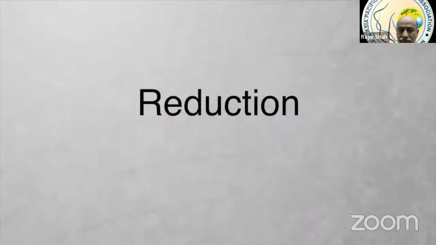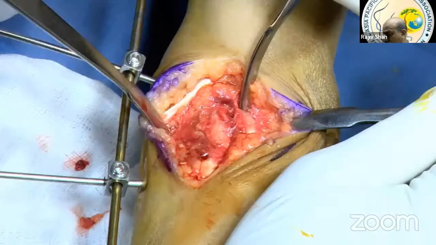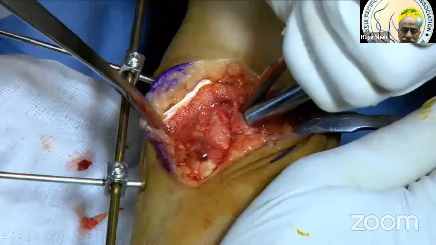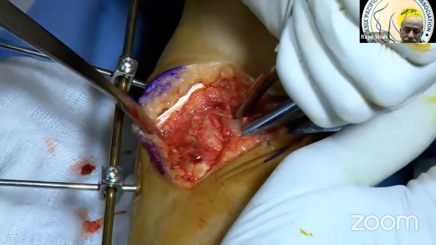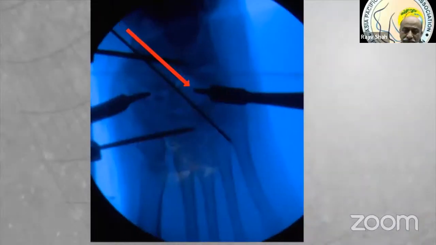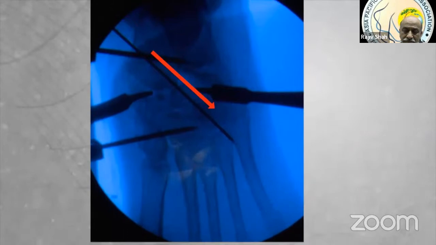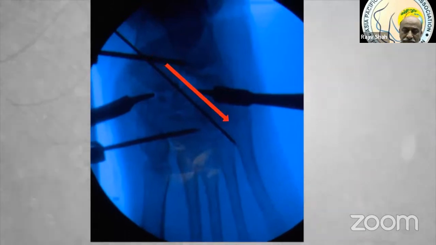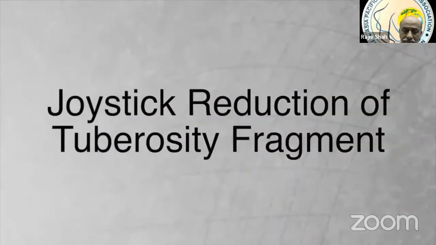Reduction is typically built from lateral to medial. The lateral displaced fragment is punched in into reduced position and is temporarily fixed with a K-wire passing from the lateral fragment going right up to the cuneiforms and metatarsals. Joystick reduction of the tuberosity fragment is the next step, done with the help of a K-wire.